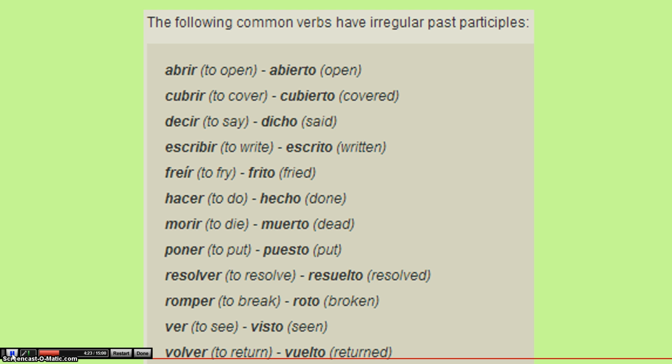So maybe write down a couple of the more major verbs if you'd like to help you remember that they are irregular. Don't forget to take the Google quiz once you finish taking your notes.